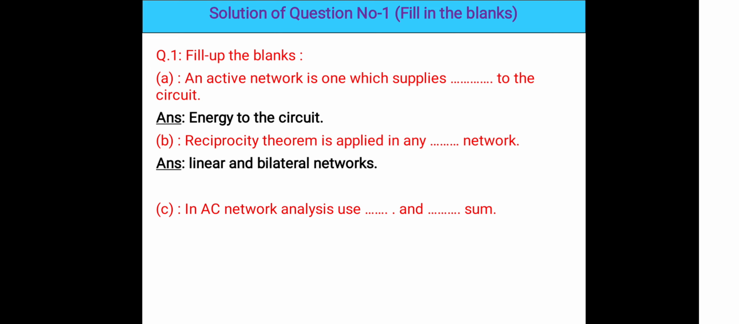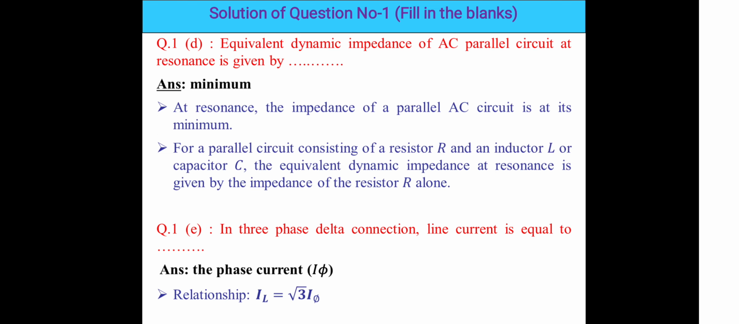AC network analysis uses dash and dash sum. In AC network analysis we use phasor and complex sum. The equivalent dynamic impedance of an AC parallel circuit at resonance is given by minimum, because if you remember the points, at resonance the impedance of a parallel AC circuit is at its minimal. For a parallel circuit consisting of resistance R and inductor L or capacitor C, the equivalent dynamic resistance at resonance is given by the resistor R alone. So remember these points.